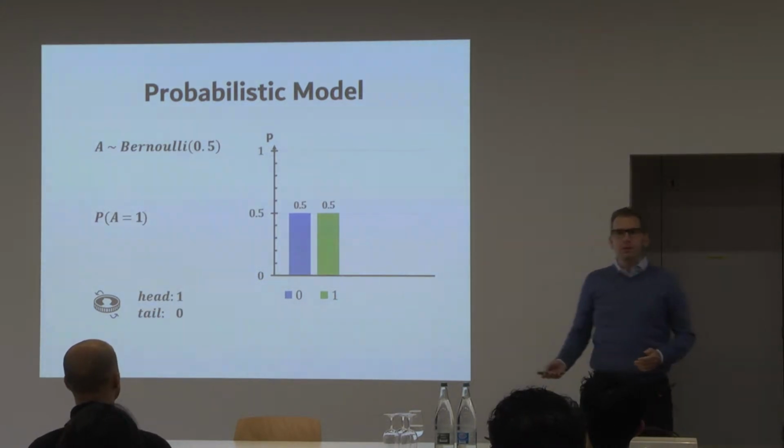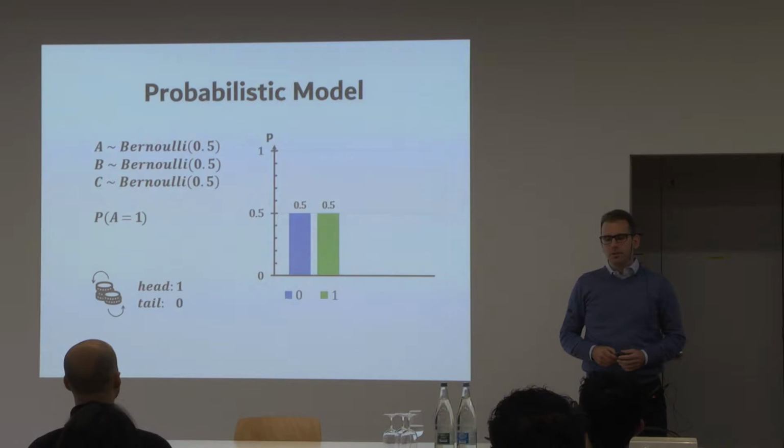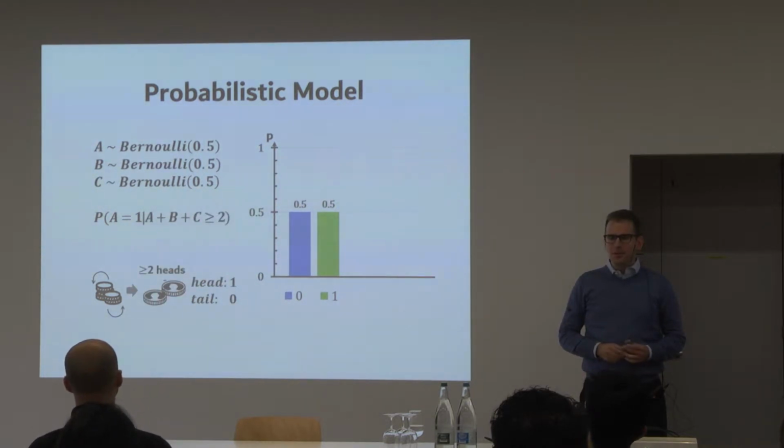Now, here's a quick question for you. What happens if we toss 3 coins and we care about the probability of the first coin? How would this distribution change? It won't, because they are independent. But let me add a little bit more complication here.